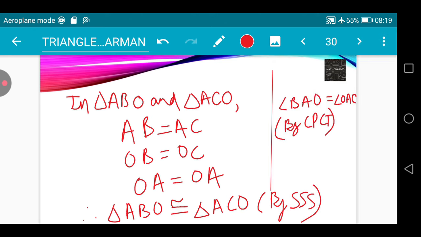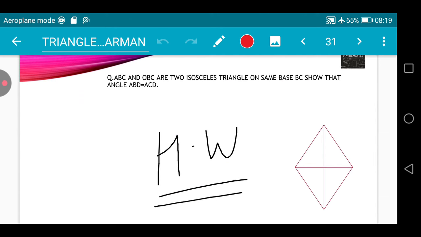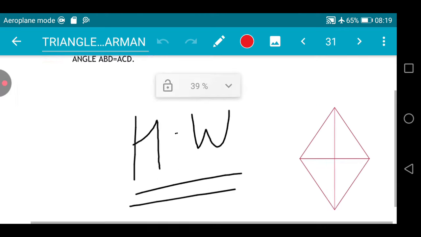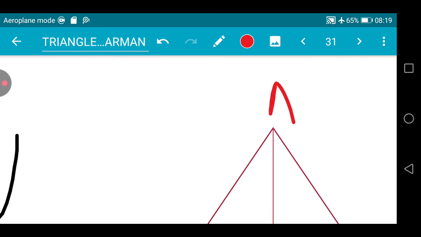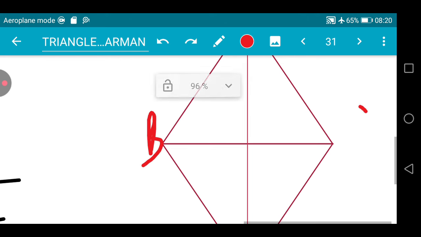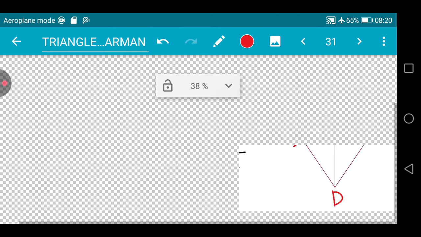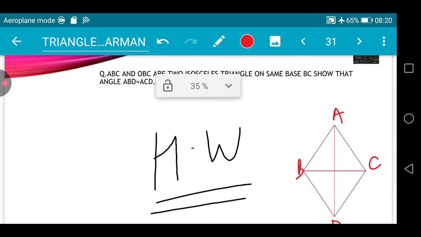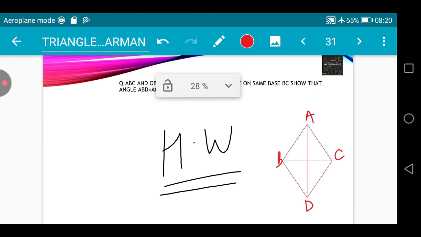Now this you can do. I am marking also A, B, C, D. ABC and DBC are two isosceles triangles on the same base BC, so that angle ABD is equal to angle ACD. What you have to prove? Angle ABD equal to angle ACD. There is a construction I have done already in the figure. Join AD is the construction I have done. So prove it.